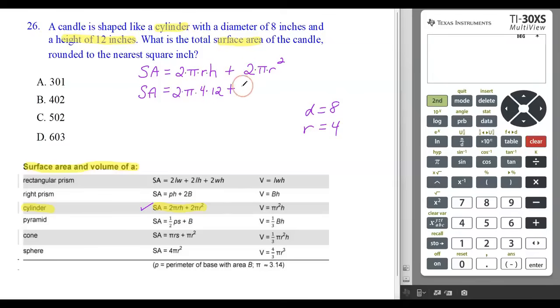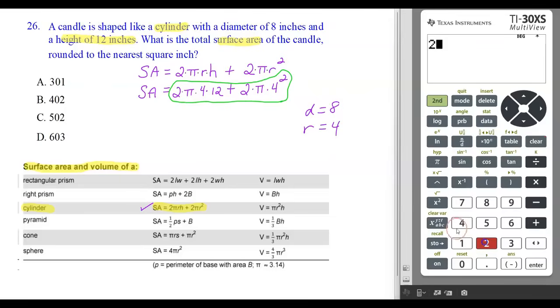Plus, bring down your 2, this is part of the formula, times pi, bring down your pi symbol, times the radius, which is 4, so replace r with 4, and bring down your squared sign. Now all you have to do is punch this into the calculator, this side right here. You are good to go. So let's just punch that in.